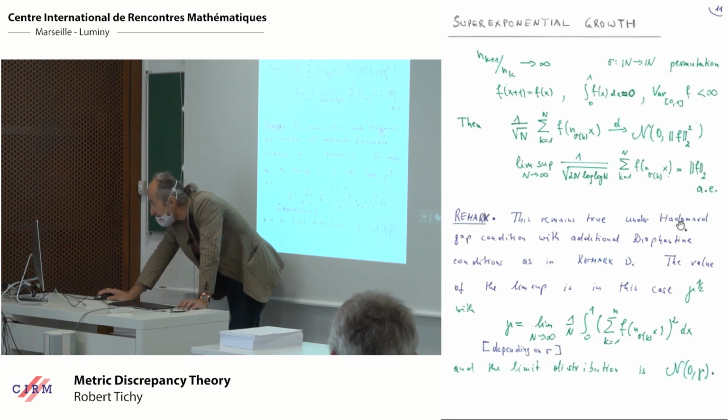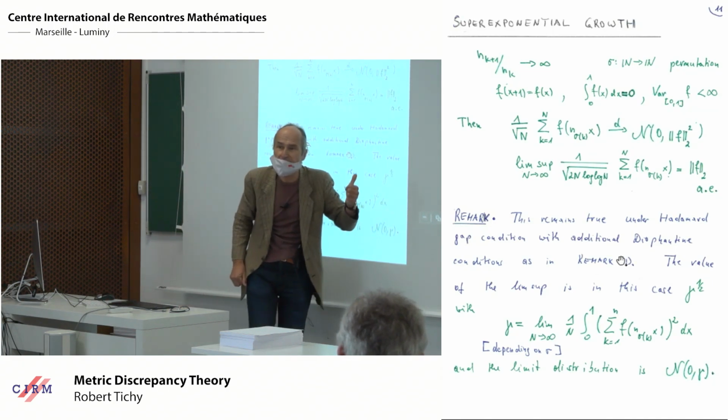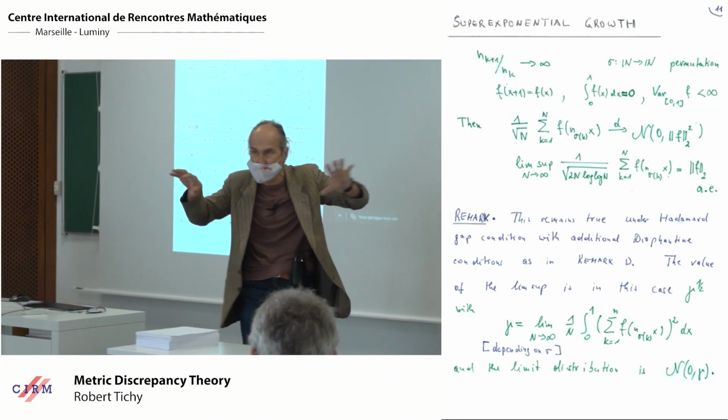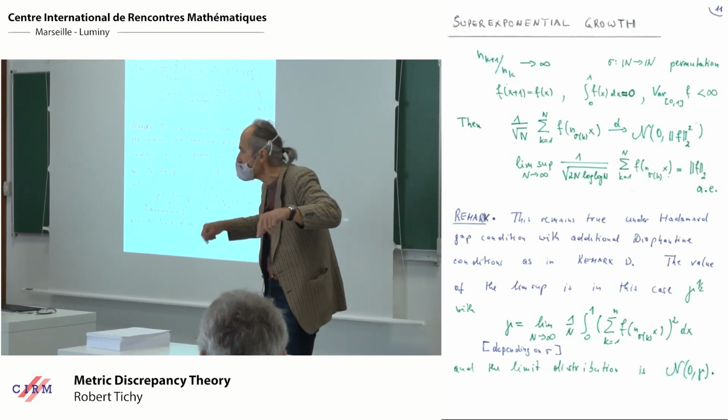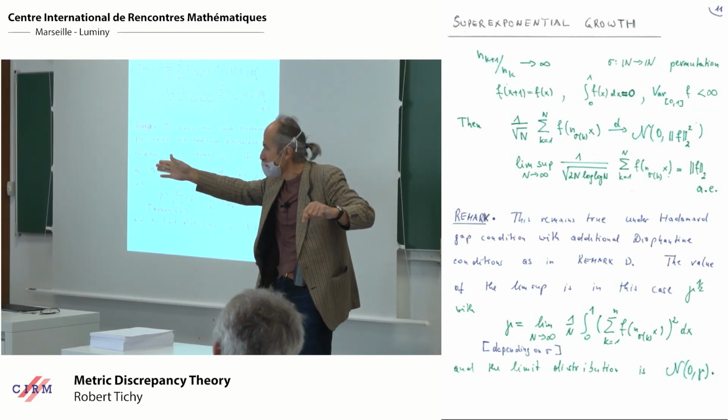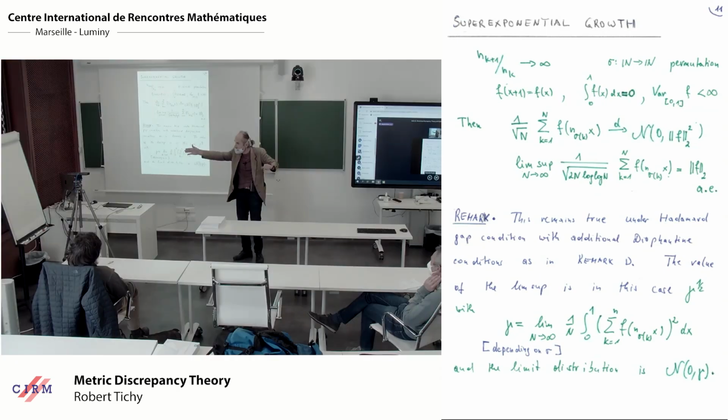Under the Hadamard gap condition, you see here it is super exponential growth. If you reduce it just to standard exponential growth, we need more to ensure permutation invariance. And what do we need more? We need remark D. That means assuming that Diophantine condition, counting the solutions of the Diophantine equations, replaces exactly the superlacunarity.